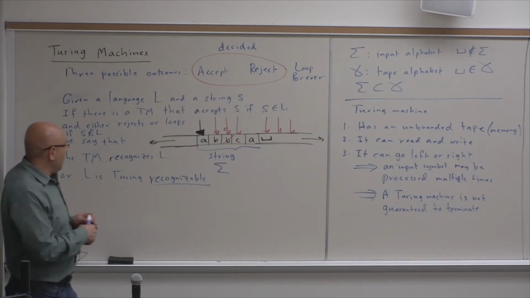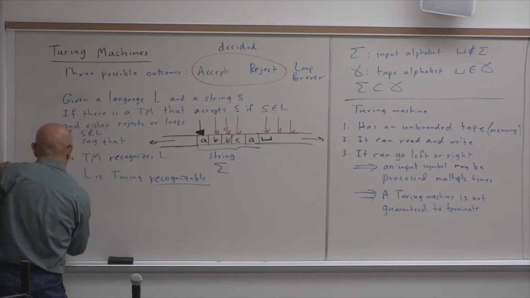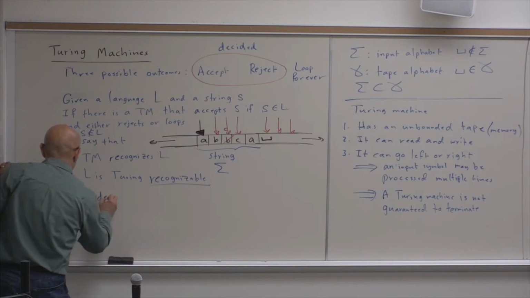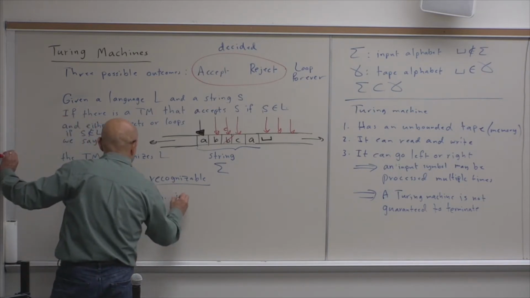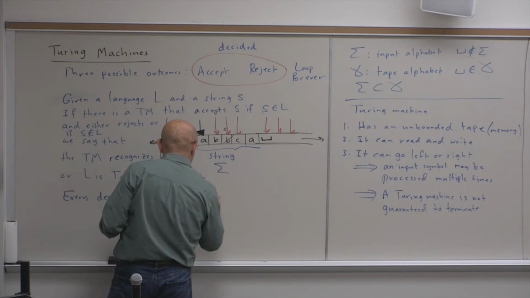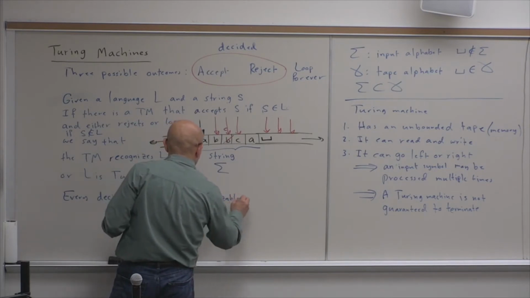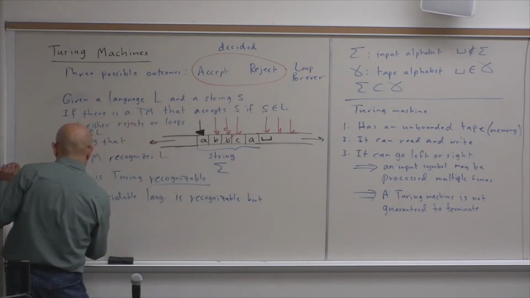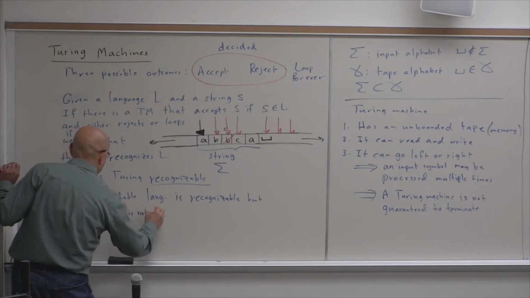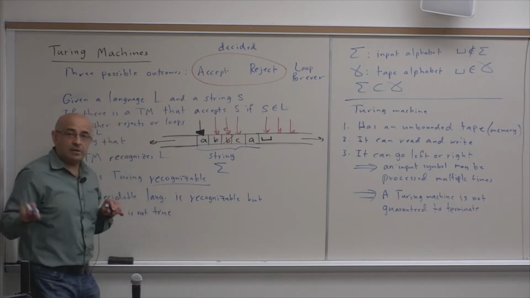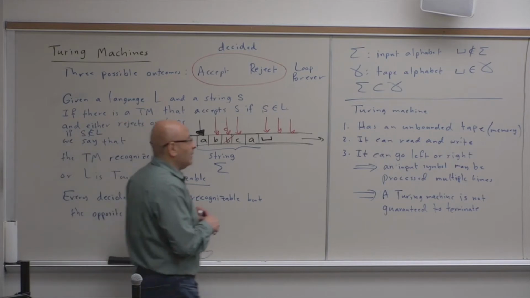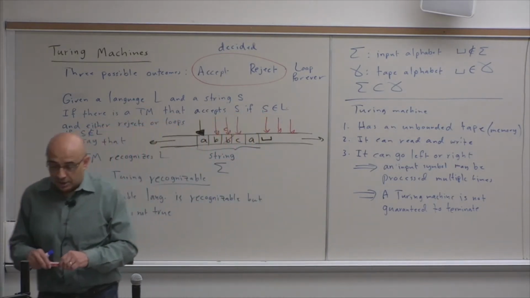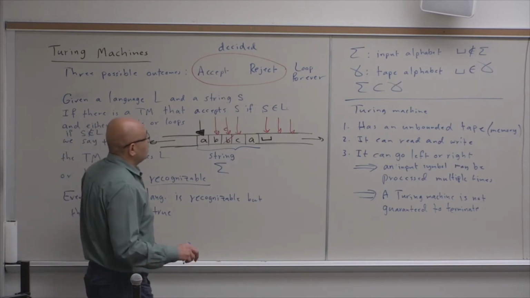Right. So if a language is decidable, every decidable language is recognizable, but the opposite is not true. Of course, in this lecture and in next lectures we'll show examples of decidable and recognizable languages, and with the examples you will fully understand the concept.